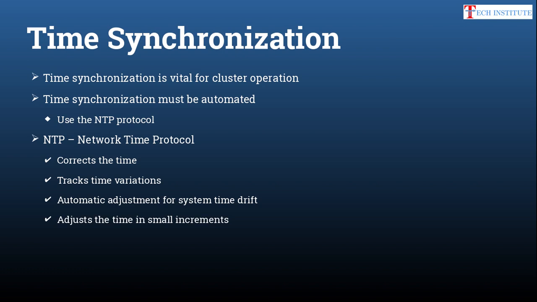Suppose your system time is showing 10:30 am but the actual time is 11:40 am. It will not directly jump from 10:30 to 11:40. It will go in small increments, like 10:30 to 10:32, 35, 37, like that until it reaches 11:40 and then it will stop. So it does that adjustment in small chunks.